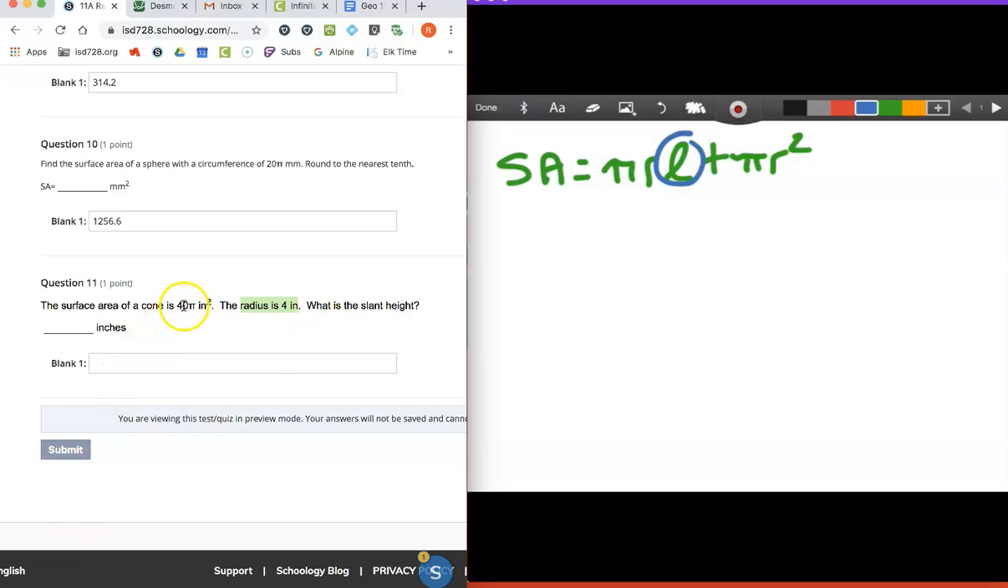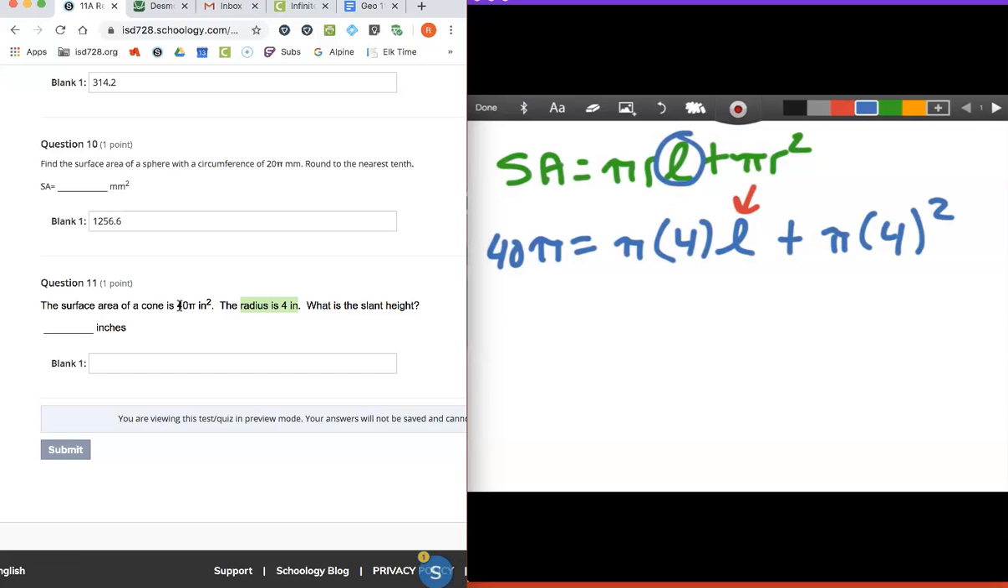They said the surface area is this, so I'm going to put that on the left, 40 pi. They told us r is 4, times L. Again, this is what we're going to try to find. Plus pi times 4 squared. All right, so I'll do one simplify step. 4 pi L plus 16 pi. We're going to solve this for L.